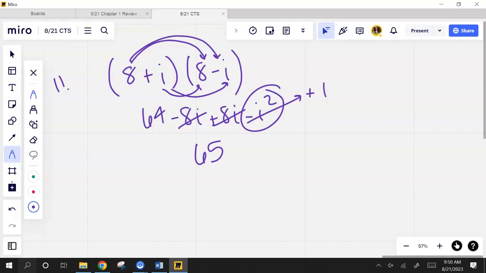You added this I square. Say again? It makes it -1. So if it was already negative, it would become +1.